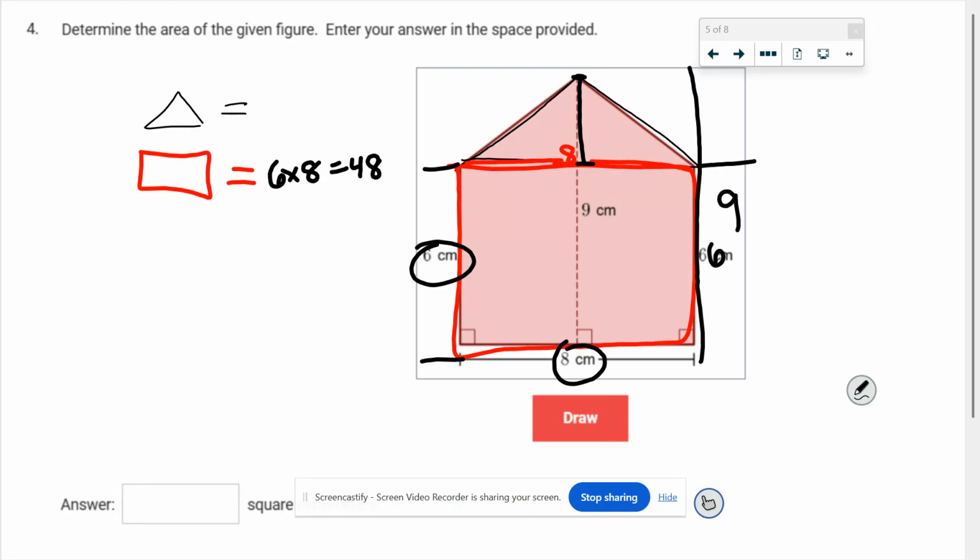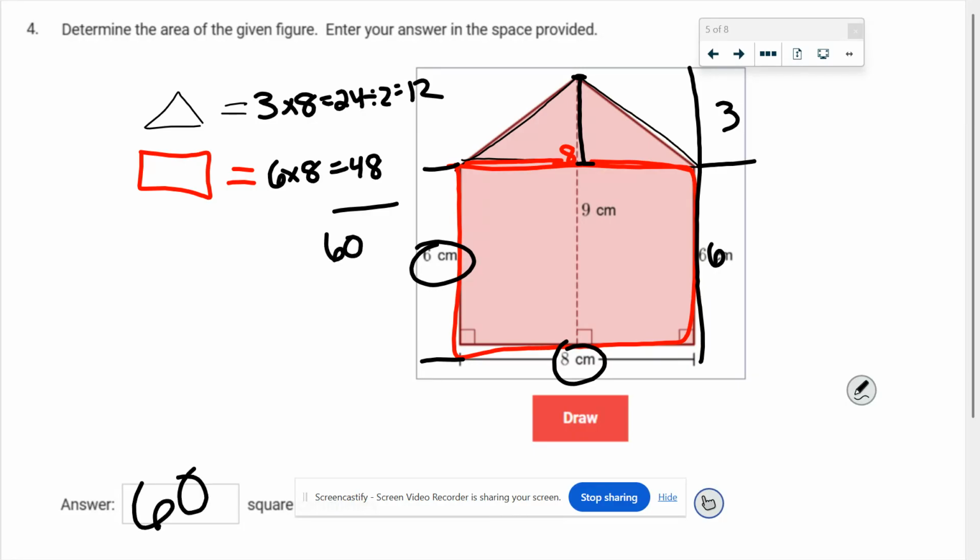So that means the height of the triangle would have to be 3, because 3 and 6 make a total of 9. Again, the whole house is 9 centimeters, just the bottom part of the rectangle is 6, so that means the height is 3 to make a total of 9. 3 times 8 is 24, divided by 2, because it's a triangle, gives us 12. Sum them together, 48 and 12 is 60 square units.